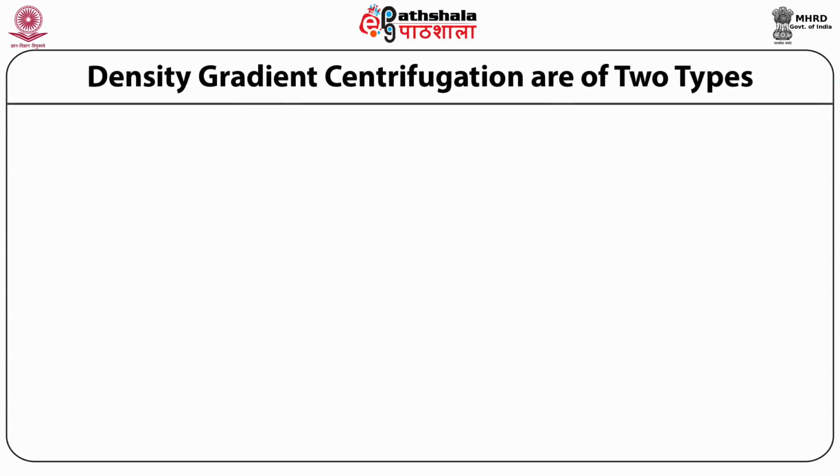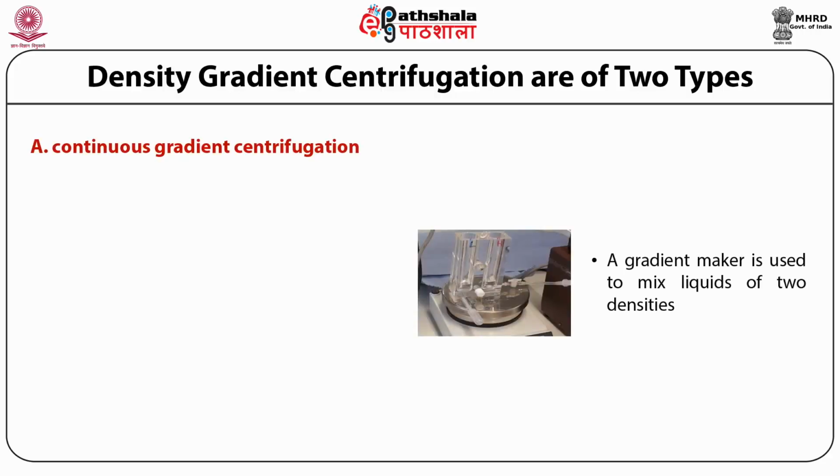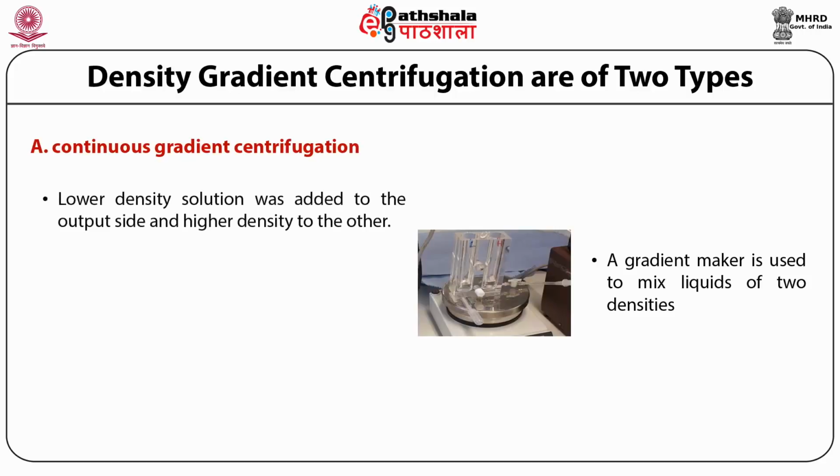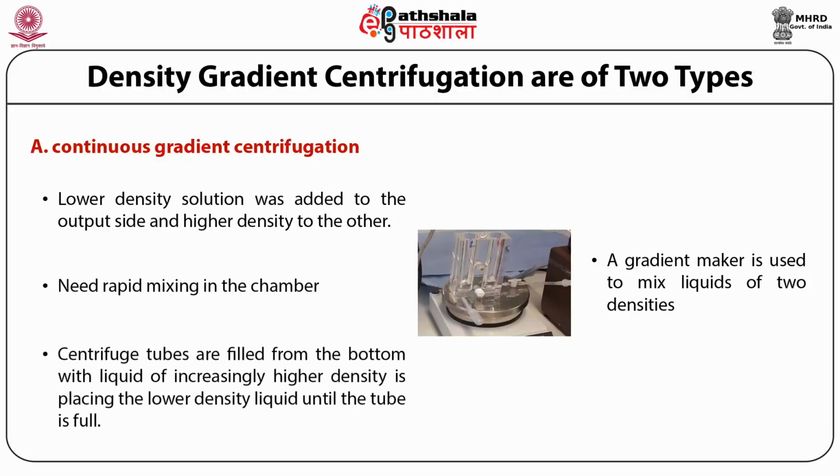To give you an idea about the types of density gradient centrifugation, there are two types. One is the continuous gradient centrifugation. For making a continuous gradient, a gradient maker is used to mix liquids of two densities. Lower density solution is added to the outer side and higher density to the other side. It needs rapid mixing in the chamber, and centrifuge tubes are filled from the bottom with liquid of increasing density, displacing the lower density liquid until the tube is full. So there is a gradient from top to bottom with increasing density.